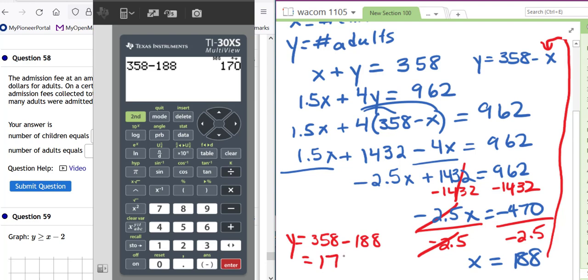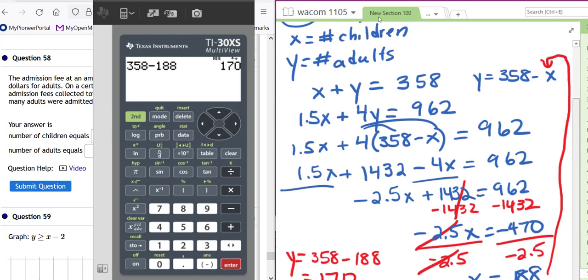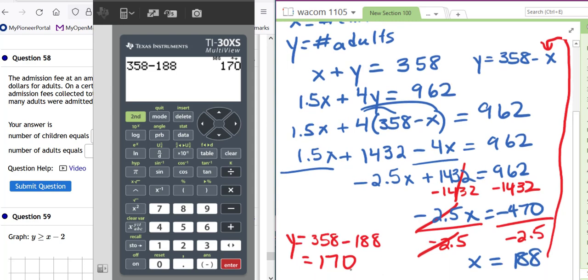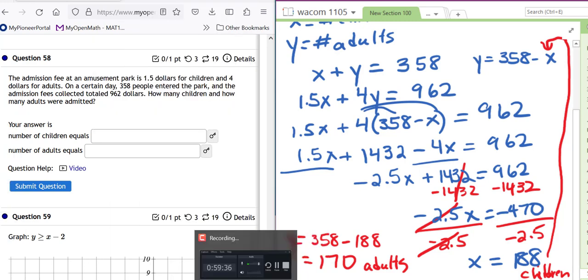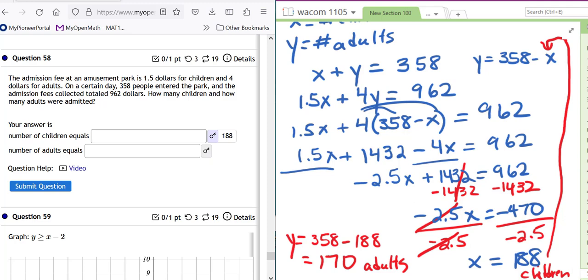$170. All right, and it's important up here to have your words with it so you know how to answer. So X was the children, Y is the adults. So this one is adults, 170 with the adults, and this will be the children. All right, the number of children should be 188. The number of adults, 170. And there we go. That's a nice system of equation problem.